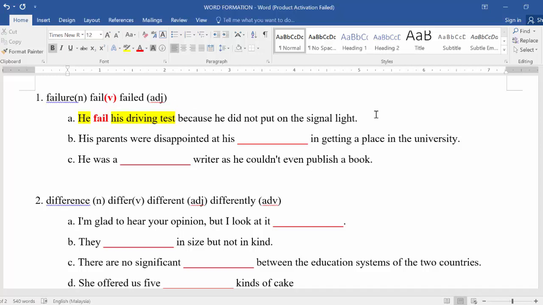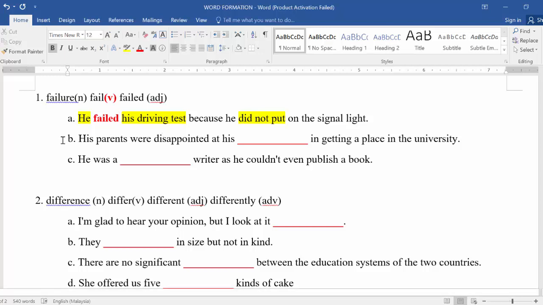But your verb, is it the original verb or do you have to add anything to it? Okay, you need to be very careful. Look at the sentence here, another verb. Did not put here. Did is a past tense verb. It shows that this whole thing happened in the past. So your answer here, fail, should be failed. Add ed, change it to past tense verb. Okay, that's for A. Okay, we continue to B.